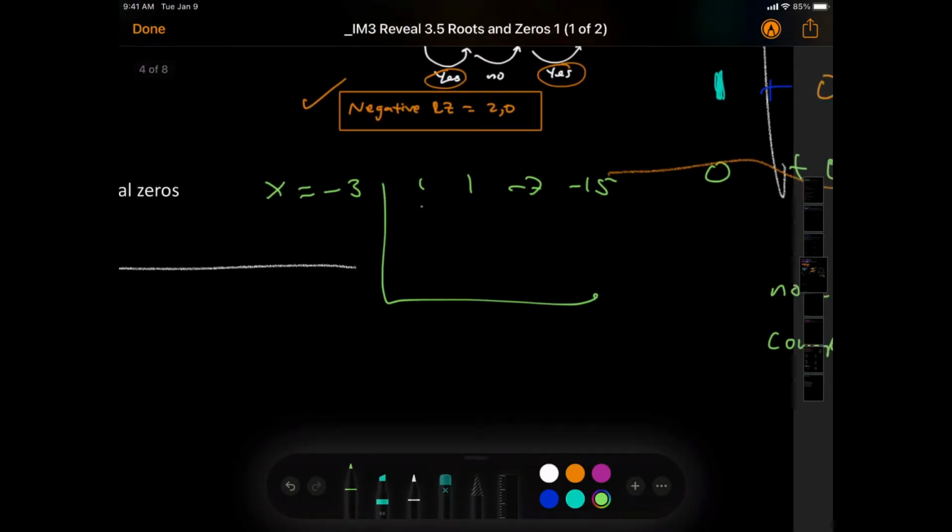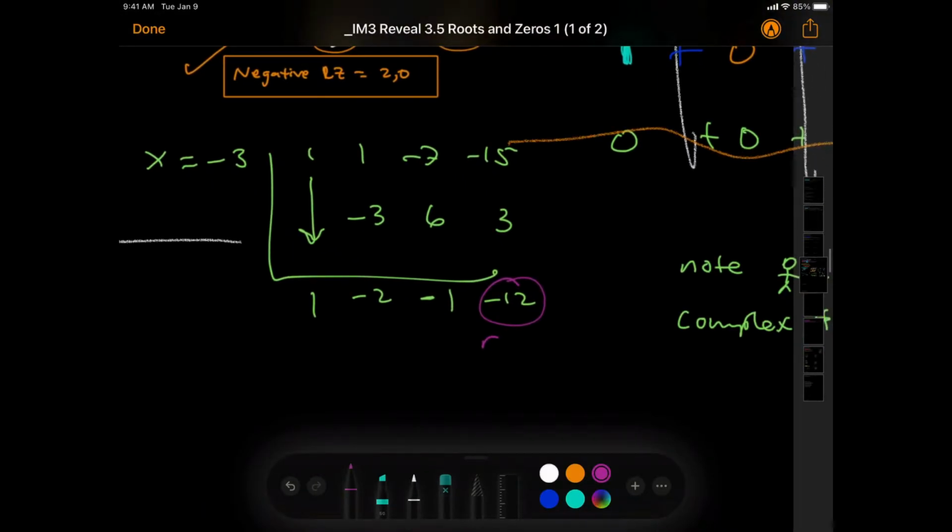Remember, for synthetic division or synthetic substitution, as the book calls it, you just bring down the first number and then you multiply. -3 times 1 is -3, and then you add down. So you get -2, multiply, 6, add down, -1. Multiply -3 times -1, you get 3, and then you'll get -12. So remember, this is the remainder. If the remainder is -12, this remainder is not equal to 0, so therefore not a 0.